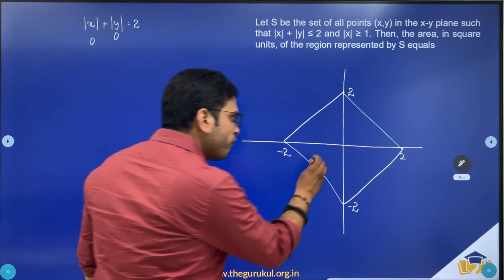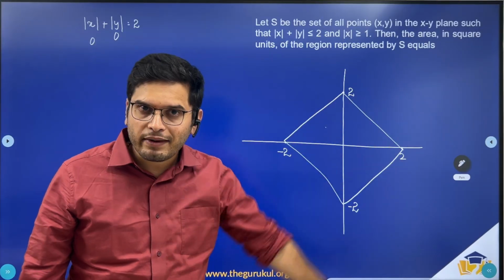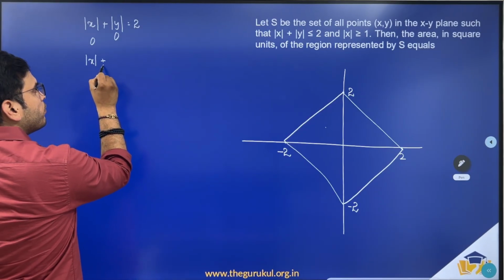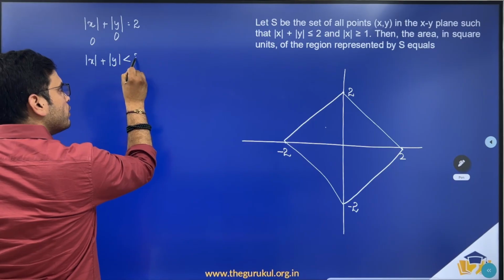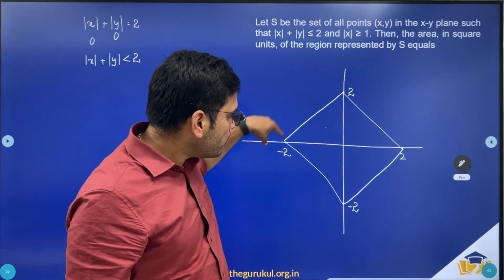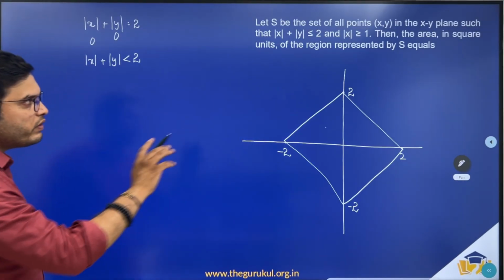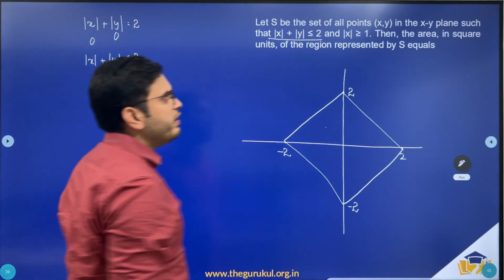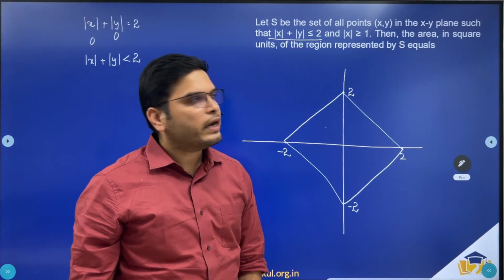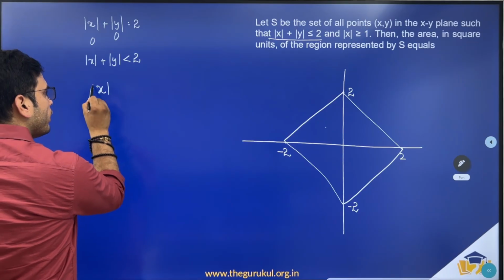Now for all the points that lie inside the square, the mod of x coordinate plus mod of y coordinate will be less than 2. For all the points on the sides of the square, it will be mod x plus mod y is equal to 2. Now we have the graph of this inequality, so we should be considering all the points on these 4 lines and also inside the square. Now mod x greater than or equal to 1. So mod x is equal to 1.